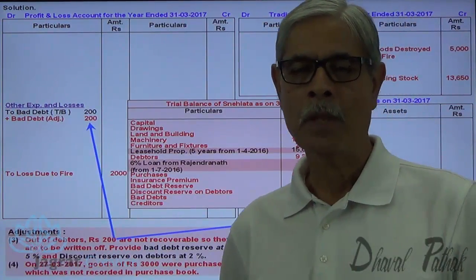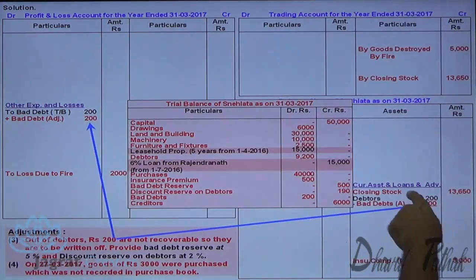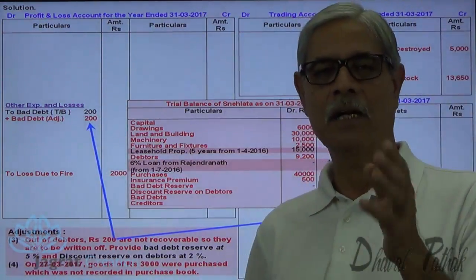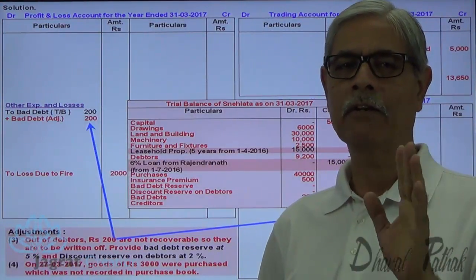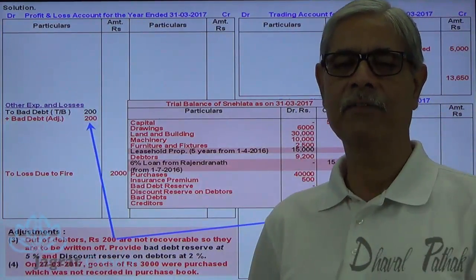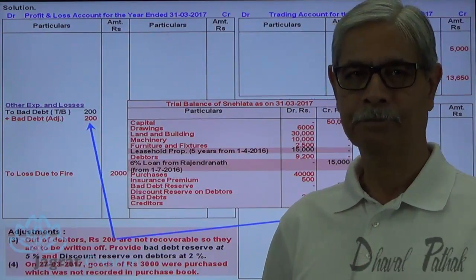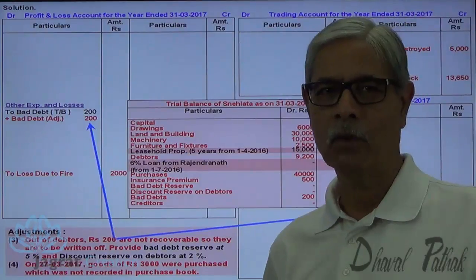One thing: the loss found at the end of the year is required to be deducted from debtors. But the loss that has occurred during the year, for which accounting has already been made, there is no need to deduct bad debts as per trial balance once again from the debtors, because trial balance has got only one effect. Now, this is how 400 is to be recorded.